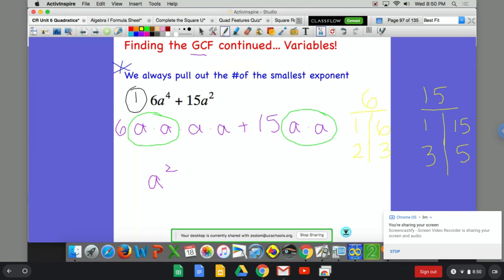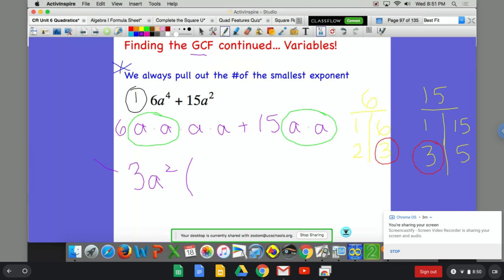So now we have 6 and we have 15. So we need to figure out what the greatest common factor or what the largest number those two have in common is, and it is going to be 3. So therefore, we're also going to pull out a 3 from the 6 and the 15. So now we have 3a squared that we pulled out.